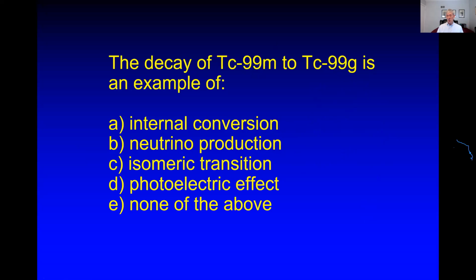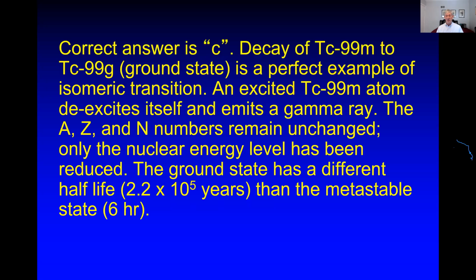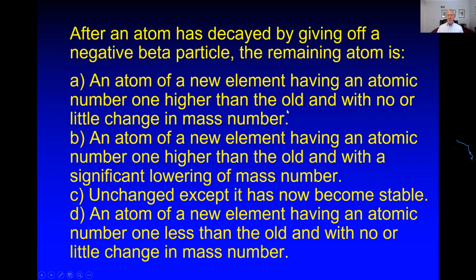So if someone asks you what's the half-life of technetium-99m, it's going to be 220,000 years, not 6 hours. Okay, good. So that's going to be C. And here's a descriptive answer, an explanation for you. I'm not going to read that through to you at all, but for every question, the answer will be right behind it. Okay. An atom is decayed, we really should say a nucleus is decayed by giving off a negative beta particle. The remaining atom is.